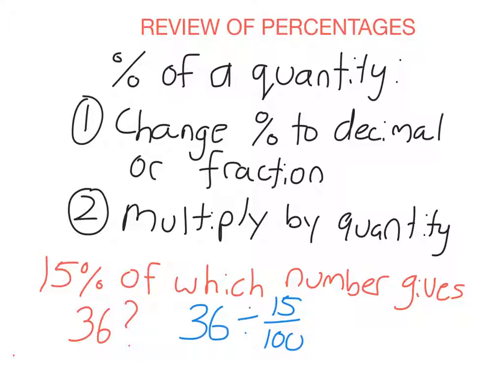So you can just put that in the calculator and the answer you get is 240. So what that's saying is if I take 15% of 240, I get 36. So please make sure you note the difference between when you're finding just a percent of a quantity and when you have to find what number, when you take a percent of it, gives you, in this case, 36.